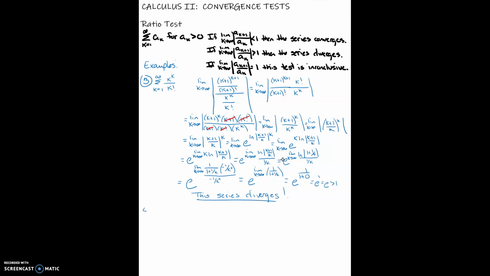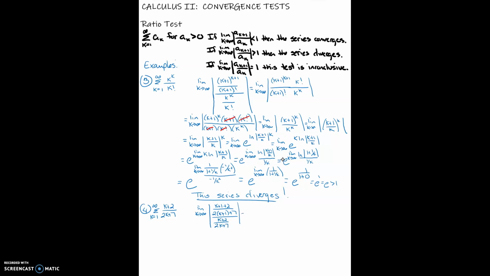Let's try another one. Let's take the sum as k goes from 1 to infinity of k plus 2 over 2k plus 7. All right, no factorials, no k's in the exponent. This one might be a little bit easier to work with. We'll see. Okay, we are going to take the limit as k goes to infinity of the absolute value of my ratio. So the ratio, remember in the numerator, I just add 1 to all of those k's. So replace k with k plus 1. In the denominator, I leave it as it was.